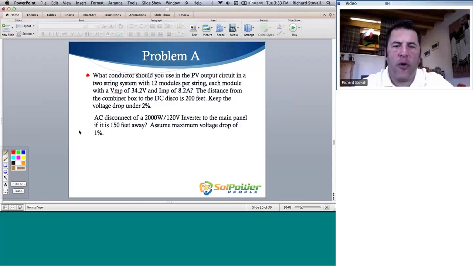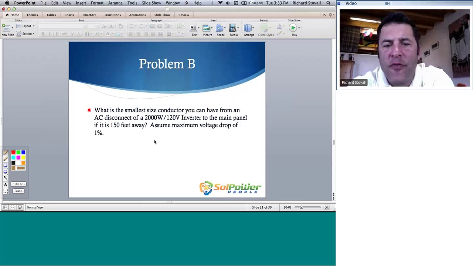What is the smallest size conductor you can have from an AC disconnect of a 2,000-watt, 120-volt inverter to the main panel if it is 150 feet away? Assume a maximum voltage drop of 1%.